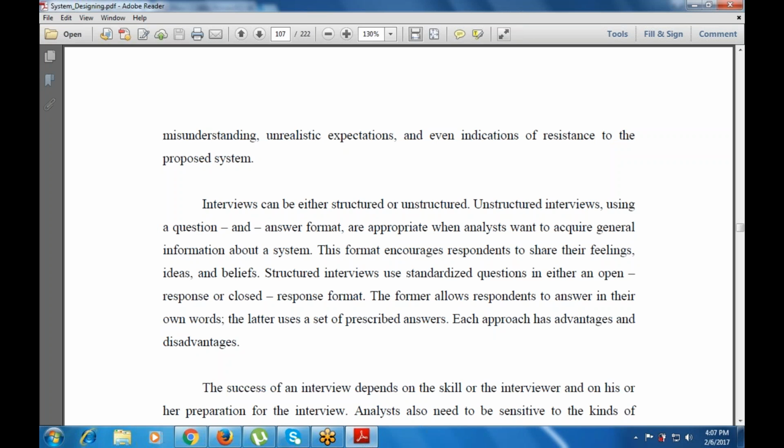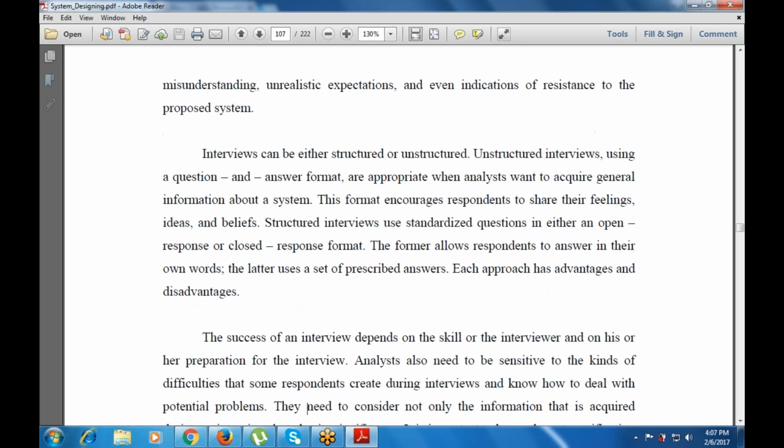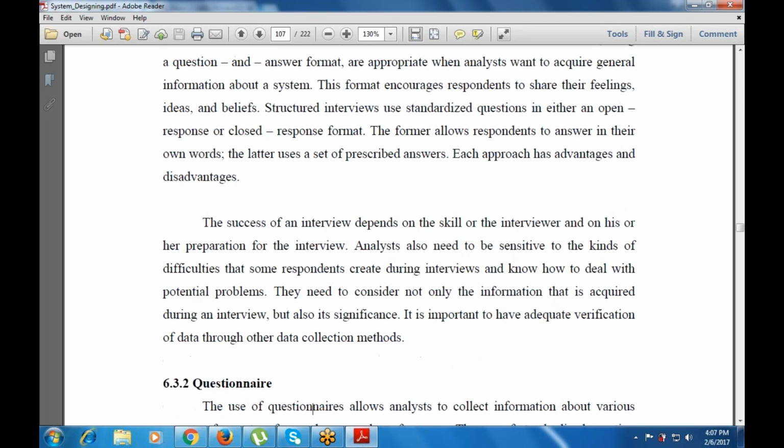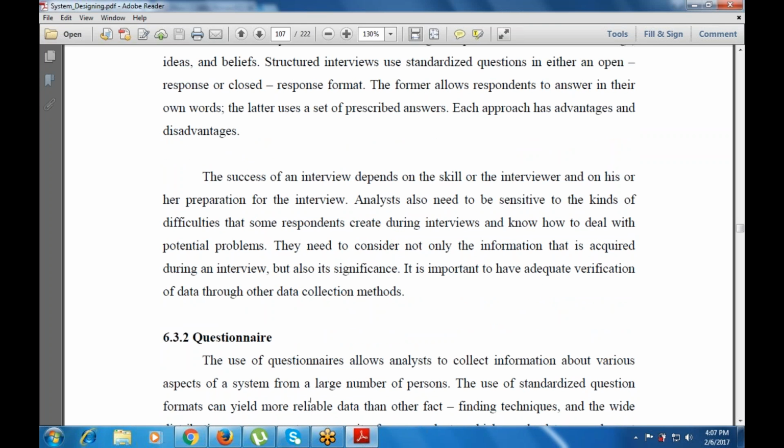Each approach has some advantages and disadvantages. That depends on the interview and on the preparation. The success of the interview depends on the skill of the interviewer and on his or her preparation for the interview. Preparing for the interview is one of the main concerns. Analysts also need to be sensitive to the kinds of difficulties some respondents create during the interview and know how to deal with potential problems.